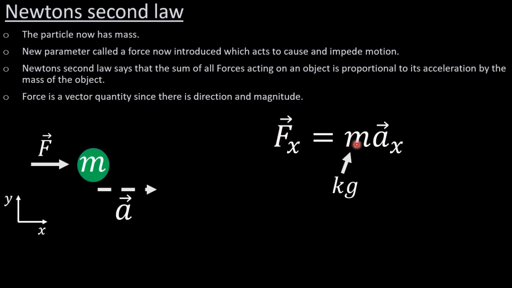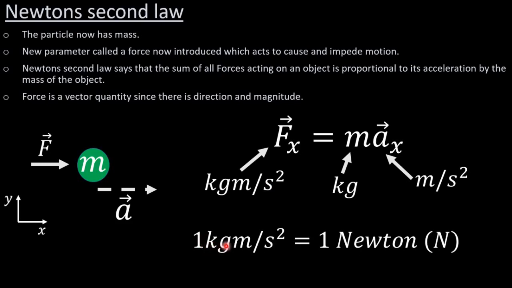Okay, so mass is a scalar quantity, and that is measured in kilograms. The acceleration, as we already know, is in meters per second squared. So that would mean that the units for force would be kilogram meters per second squared. We just multiply these units together to get the units for force, and that is kilogram meters per second squared. And we say 1 kilogram meter per second squared equals 1 Newton. We use this capital N in italics to tell us 1 Newton.